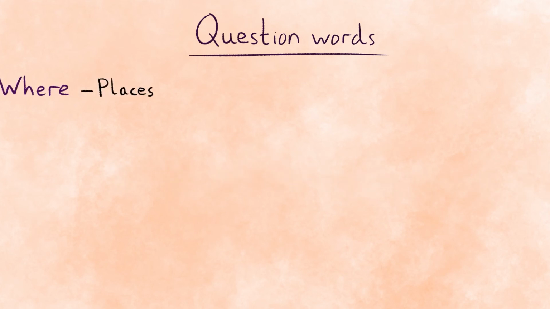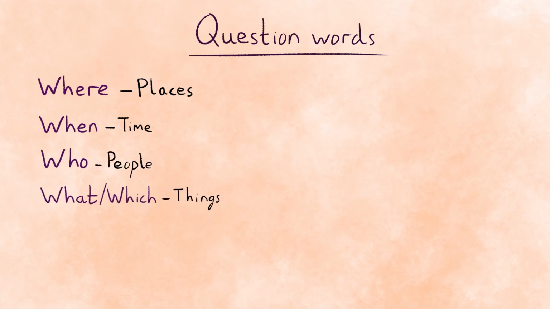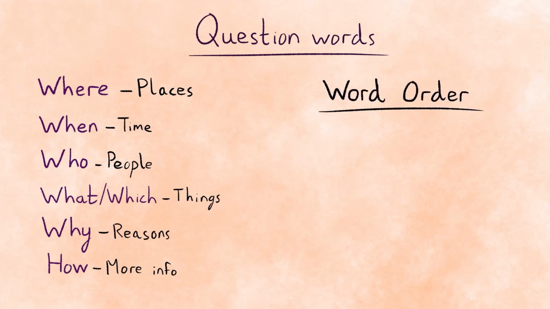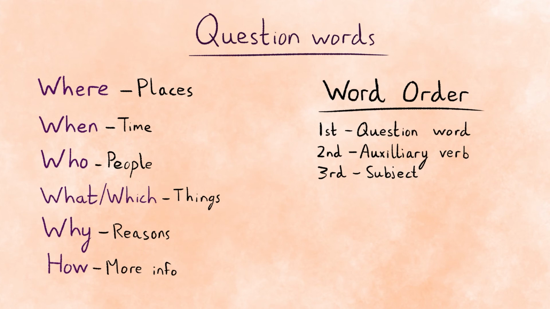We use where for places, when for time, who for people, what and which for things, why for reasons, and how for additional information. To make questions with these words, we need to use a certain word order. First comes the question word, second the auxiliary verb, third the subject, and fourth the main verb.